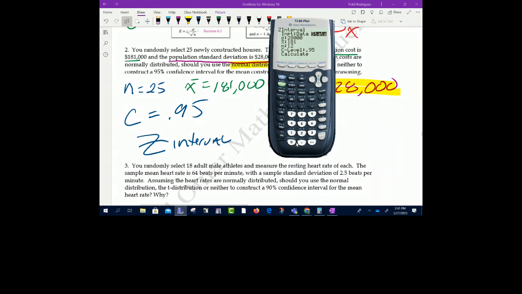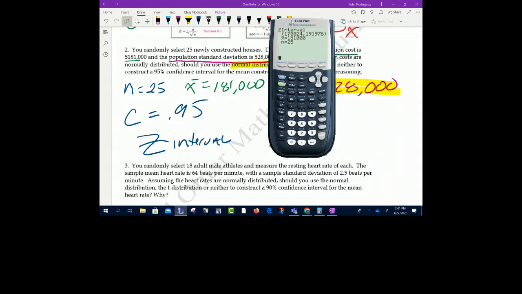Remember, we're talking about the price of houses, right? You're not going to get a house for that number. My N was 25 because we're looking at 25 houses here. Our confidence level, 0.95, we are already there. Okay. Let's calculate this guy.